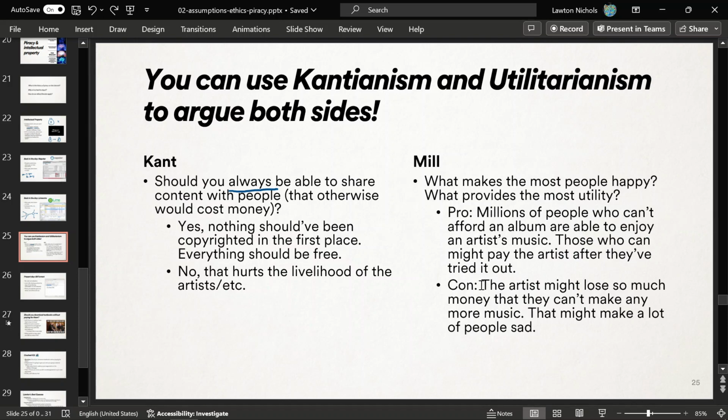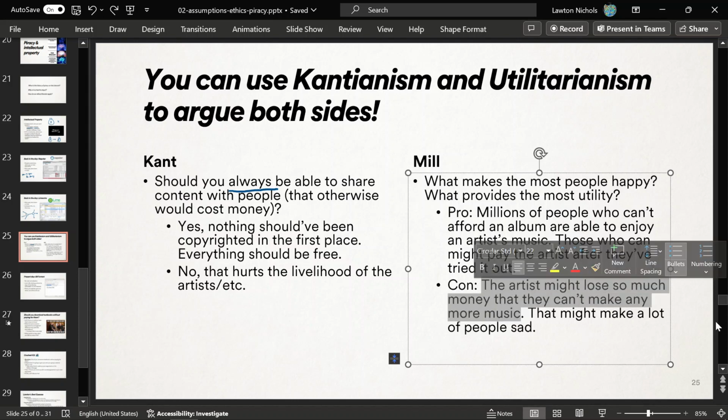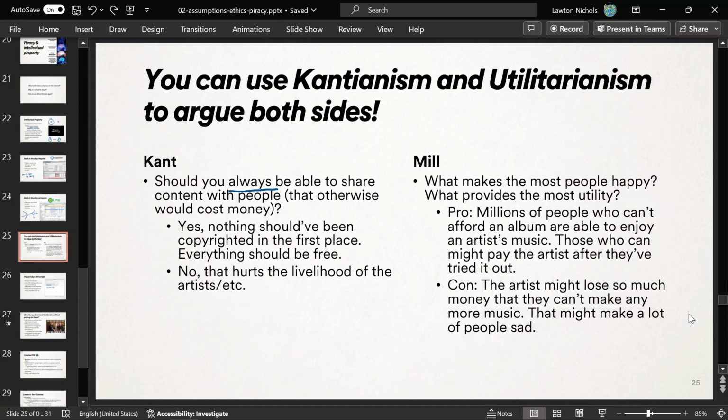All right. A con though would be, again, this is an artist who's making money off of making music, and maybe if everybody wanted to pirate this album of theirs, that would cause the artist to lose so much money that they would stop making music, and all the millions of fans of that artist would be so sad that it would cause a huge decrease in total utility. That outweighs the piracy. You see that?